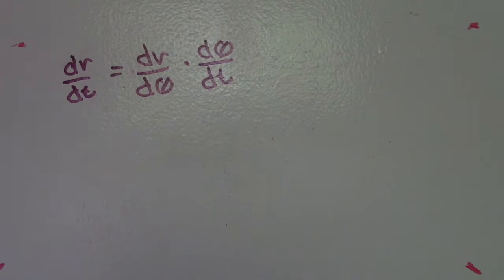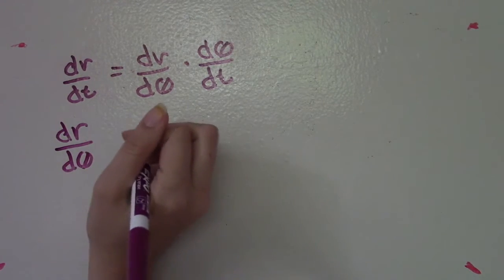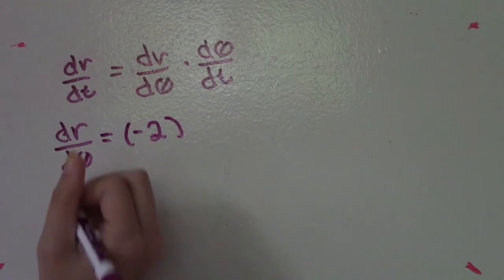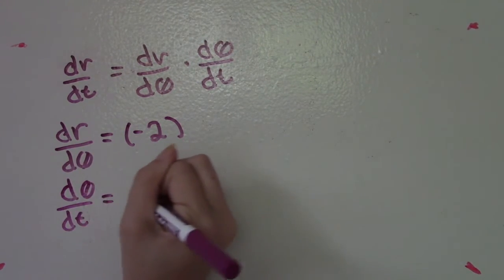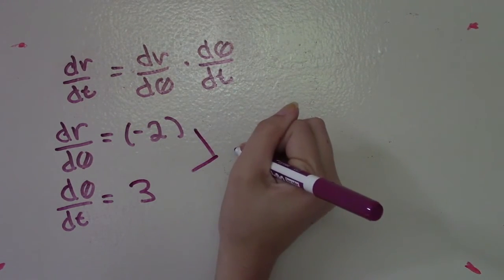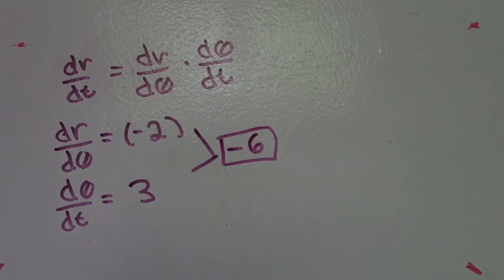We can evaluate the derivative of r with respect to theta on our calculator, and that'll give us -2. And it gives us d theta over dt, which is 3. So if we were to multiply the two, then we will get -6 as our answer.